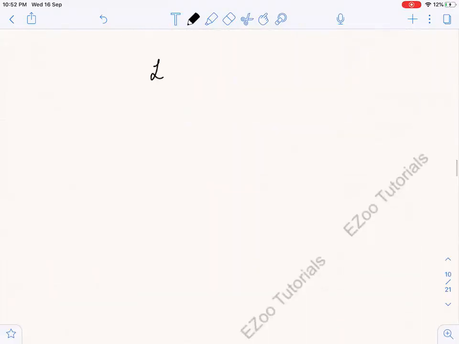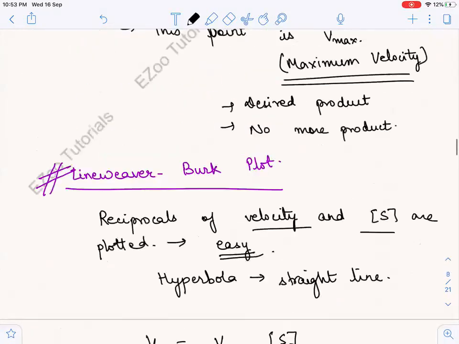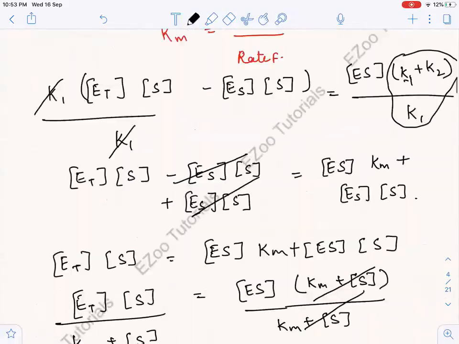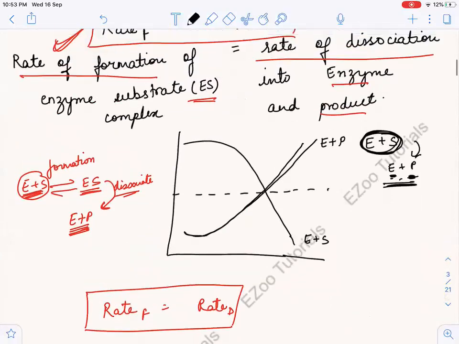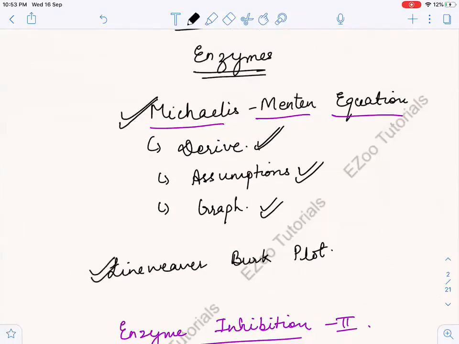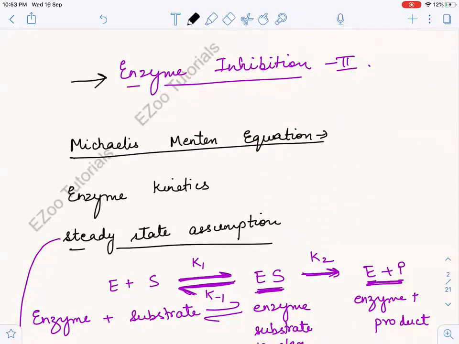So what is its name? Its name is Lineweaver-Burk plot. So this completes today's video. Let us see what we did today. In the chapter of biomolecules, we studied the Michaelis-Menten equation. We derived it, we saw the assumptions, we drew the graph, we saw the Lineweaver-Burk plot. In the next video, we'll be doing enzyme inhibition.